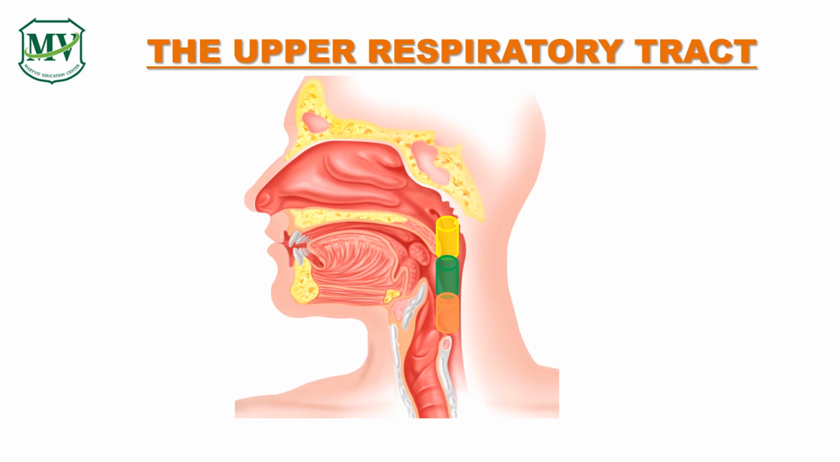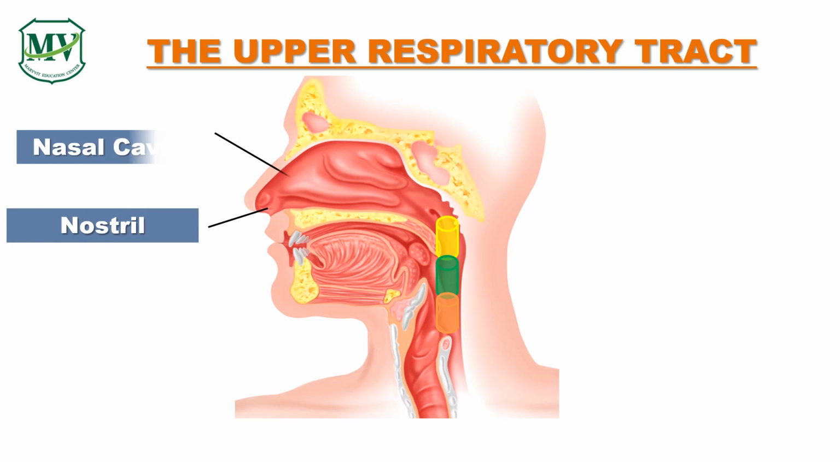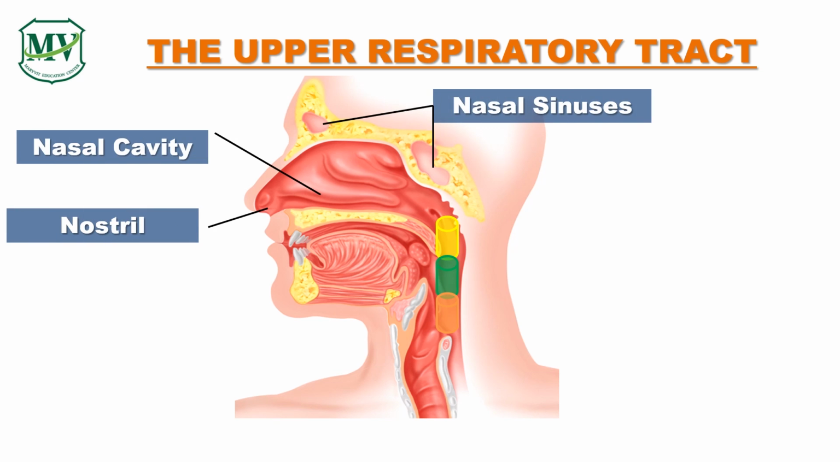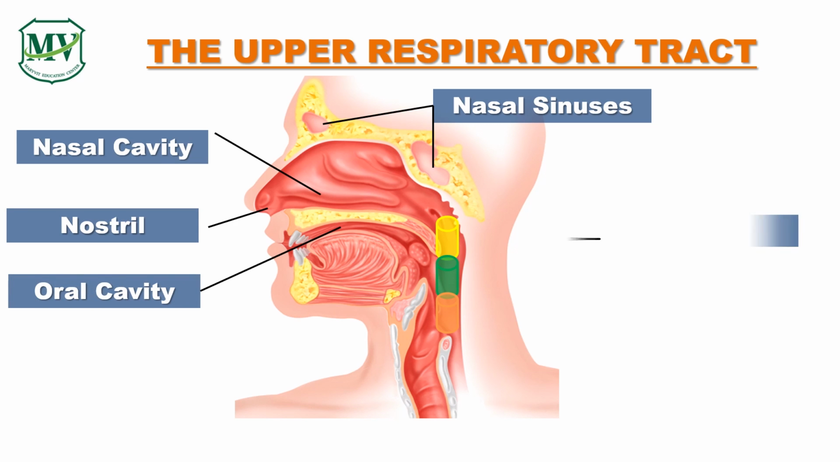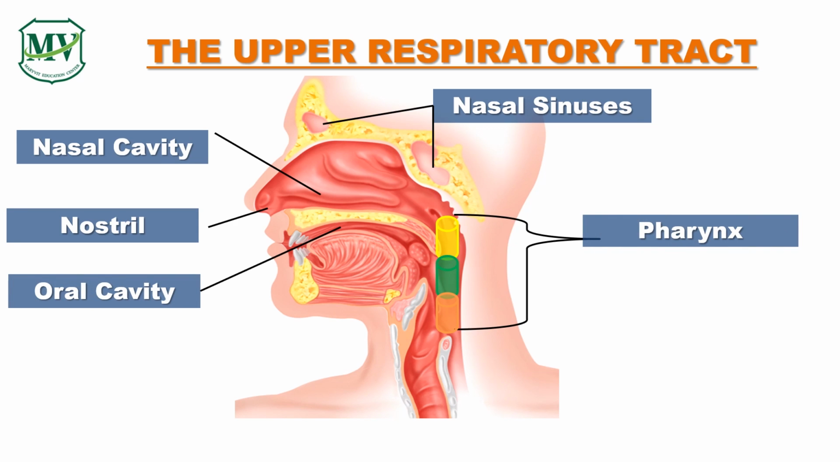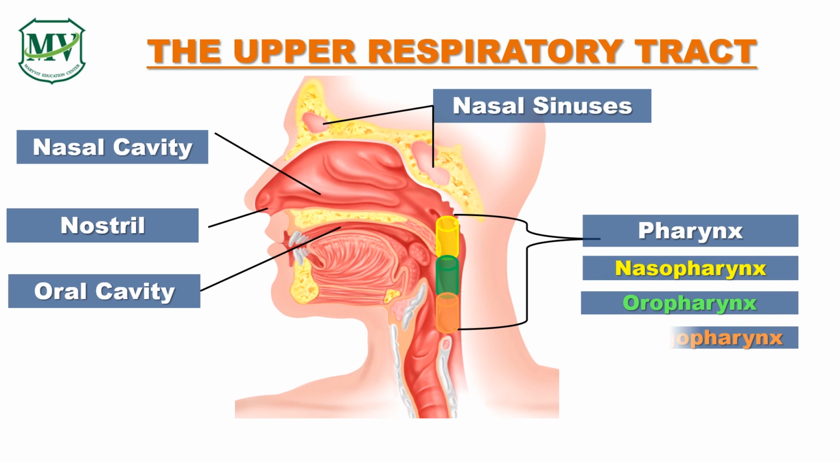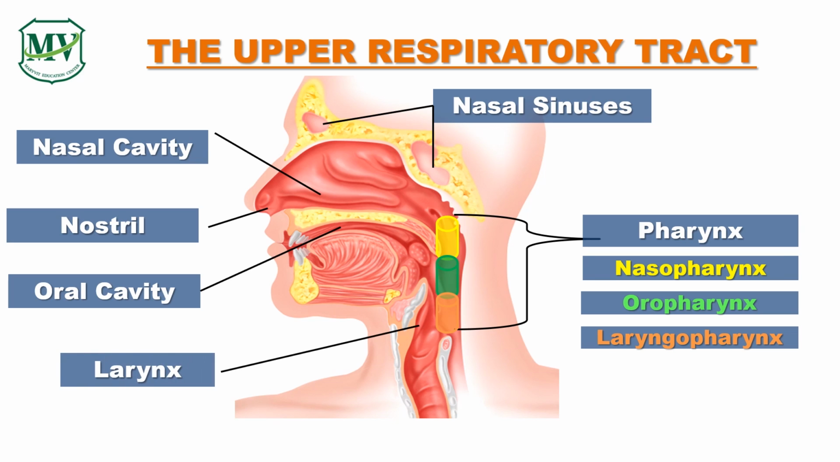The upper respiratory tract is the primary part, which allows the filtration, purification, and humidification of air before going down into the lungs. This tract has the following parts: the nostrils, nasal cavity, nasal sinuses, oral cavity, the pharynx, and its divisions: the nasopharynx, the oropharynx, the laryngopharynx, and the last part, which is the larynx.